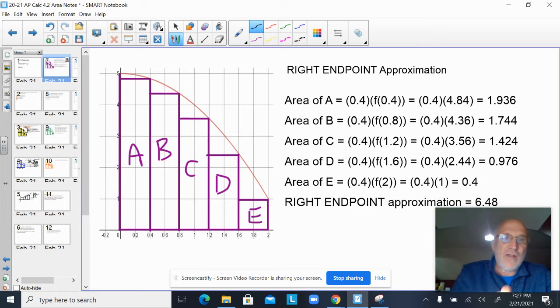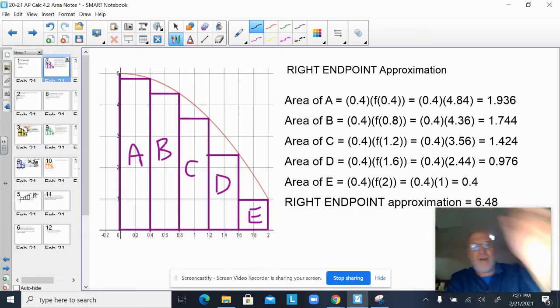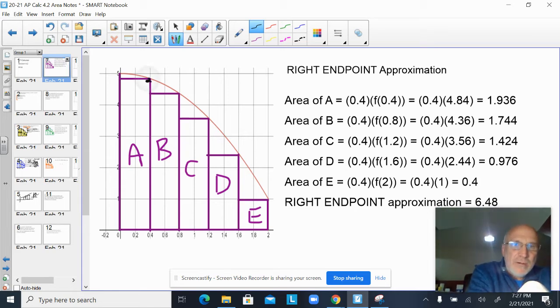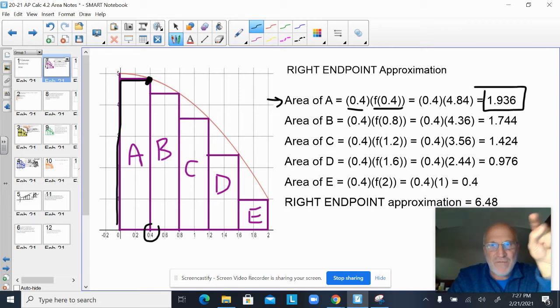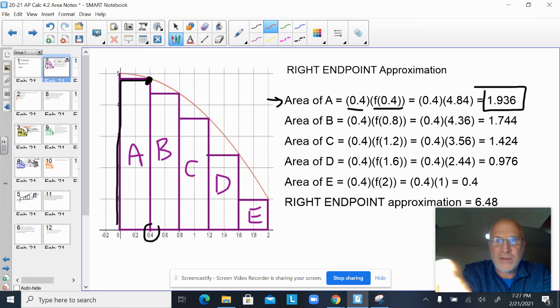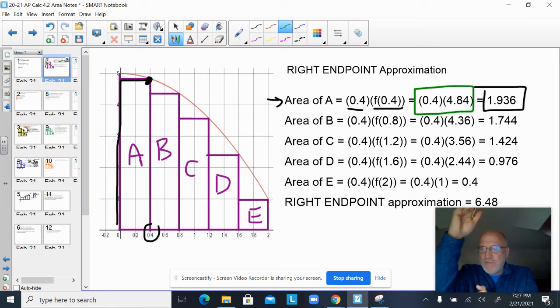So for instance, rectangle A: remember, the left endpoint started at 5 and went across the top at 5. This one starts down here at whatever f of 0.4 is and goes across this way. So rectangle A is 0.4, that's still my width, times f of 0.4, which is this y value right there. Turns out to be 1.936. Let me highlight this in green: this rectangle right there, 0.4 the width times 4.84, that's rectangle A using my right endpoint.